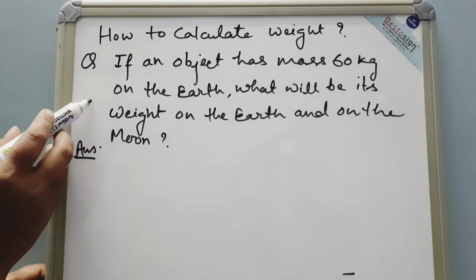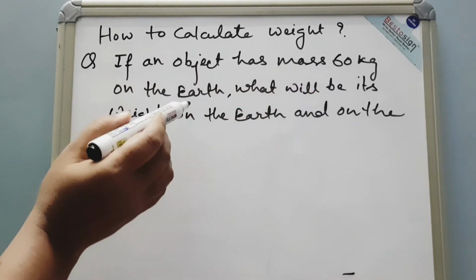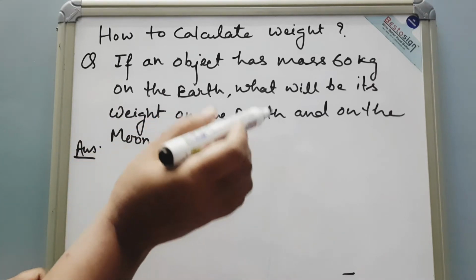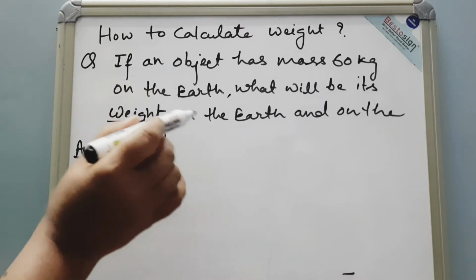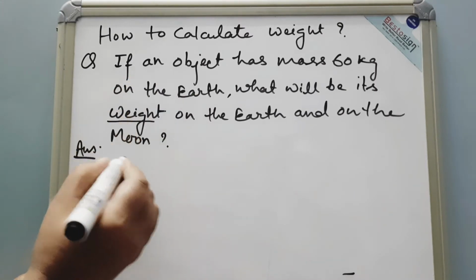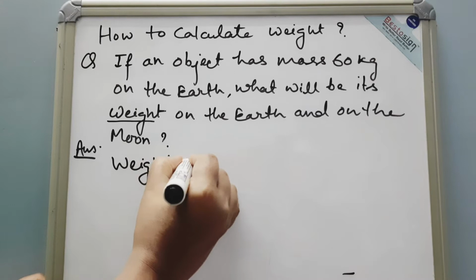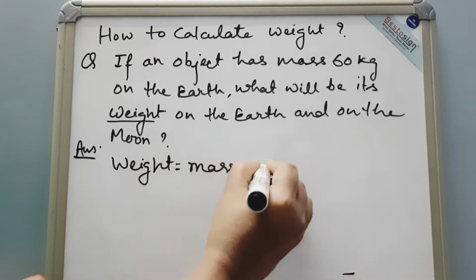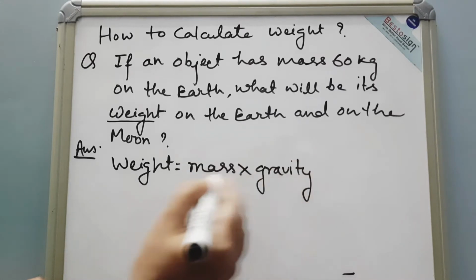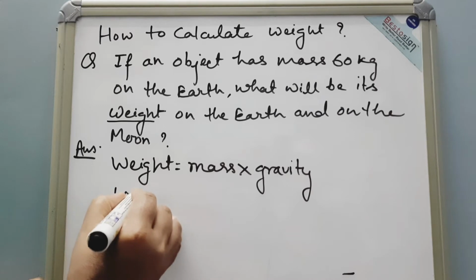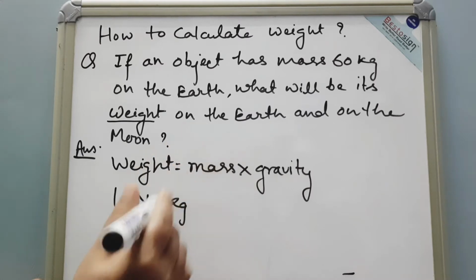This is another example. If an object has mass 60 kg on the earth, what will be its weight on the earth and on the moon? So we have to calculate the weight of this mass on earth and on moon. So we know that the formula for weight is equal to mass into gravity. And we know that the value of gravity on Earth's surface is 10 Newton per kg.